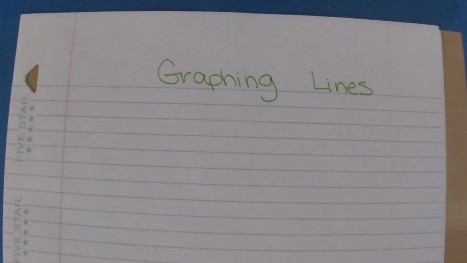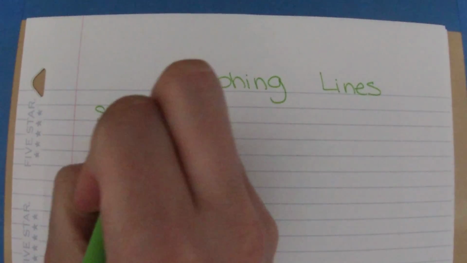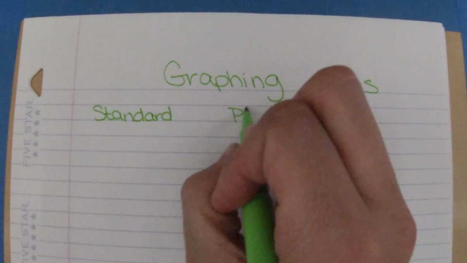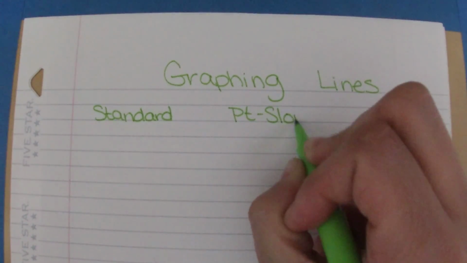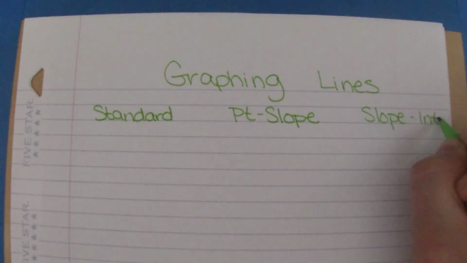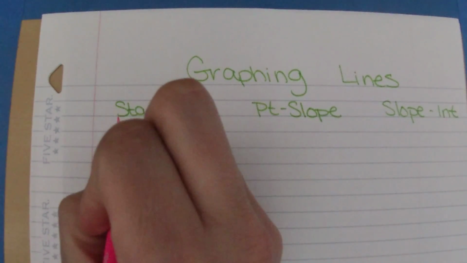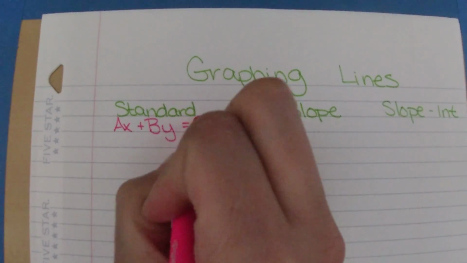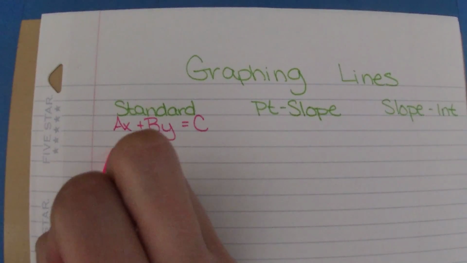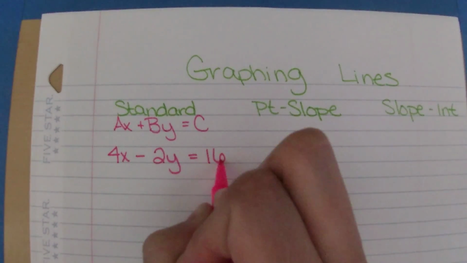So the first thing that we should know is that we have 3 different ways that we can write and graph lines. So we have standard form, we have point slope form, and we have slope intercept form. Okay, where standard form is where we have that format of ax plus by equals c. So we have something like 4x minus 2y equals 16.